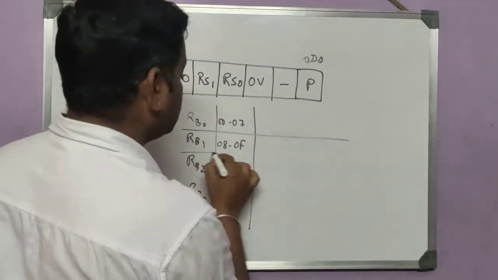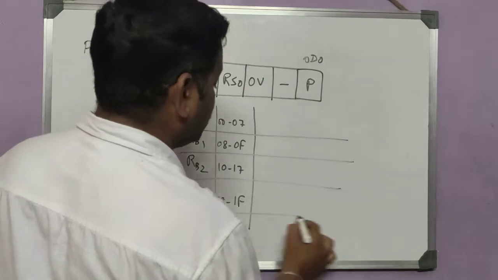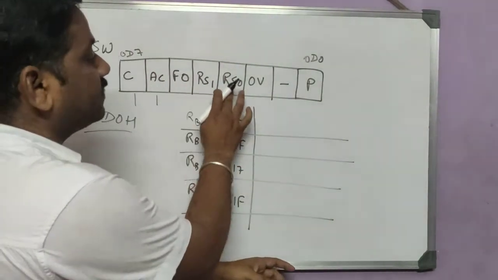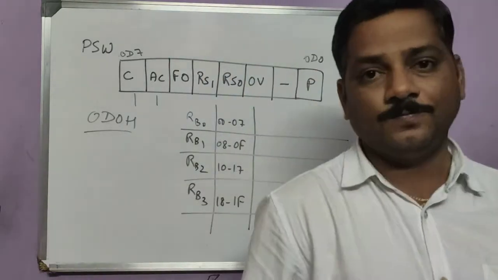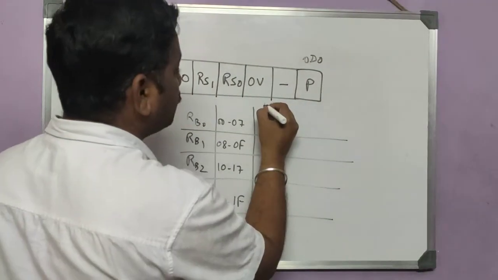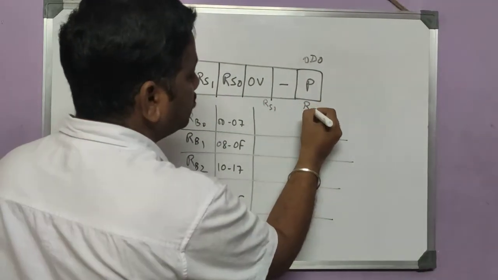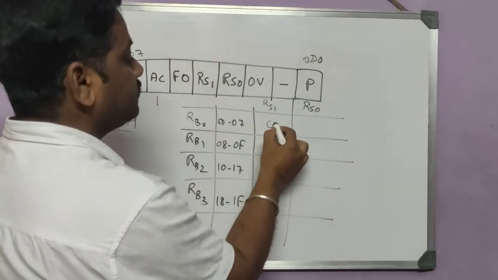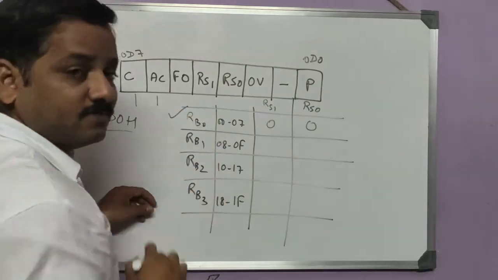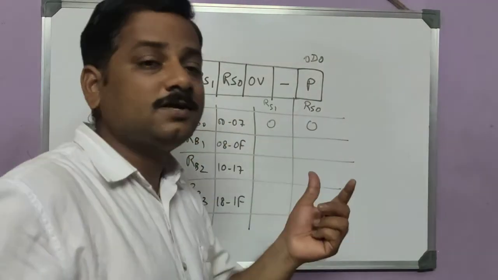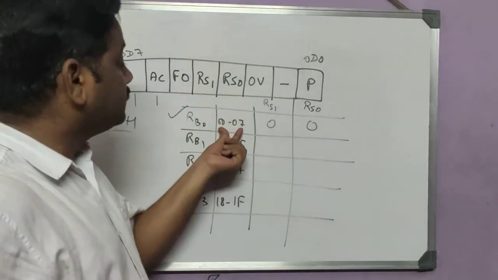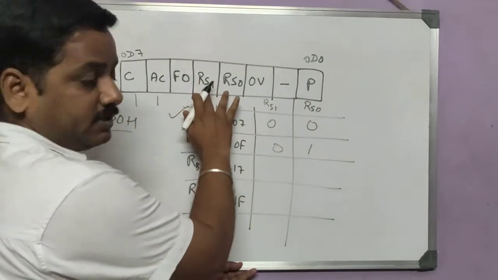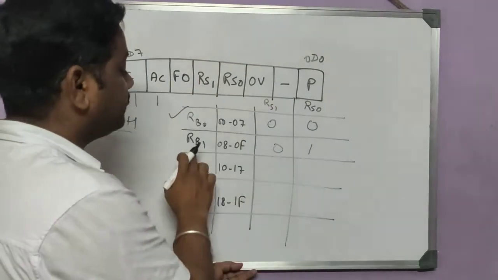So how to select the register banks? That will be a question now. To select a register bank, we have to give input for RS1 and RS0. So let me give the inputs now. If I give 0 0, it will select register bank 0, whose address is 0 to 7. If I put 0 1 in these 2 bits, then it will select register bank 1.